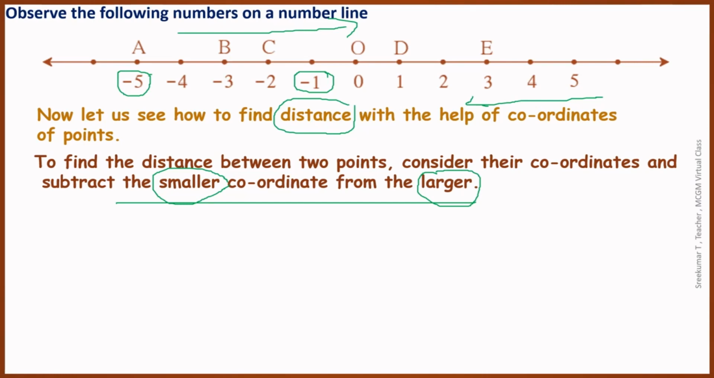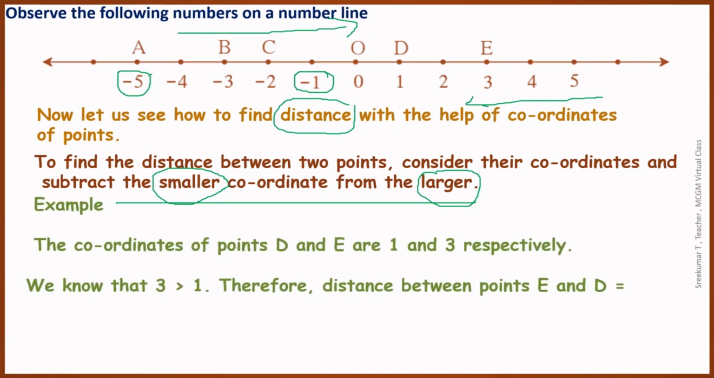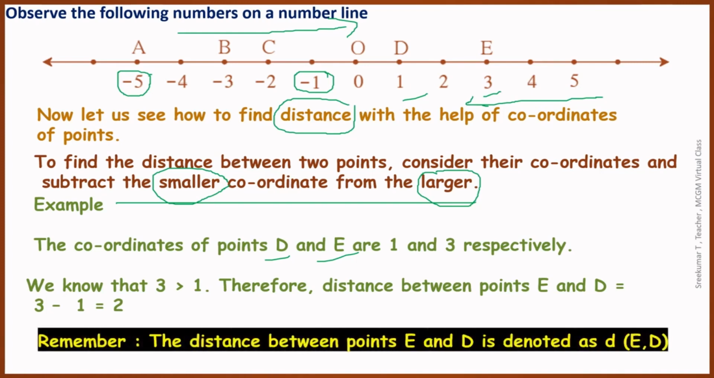Okay, so these points, like what I said, the concept of distance, concept of coordinate of points help us to understand the distance between, and thereafter the betweenness of two points. Let us have a clear example. The coordinates of point D and E are 1 and 3 respectively, and 3 is greater than 1. Naturally, we will subtract the smaller one from the larger, and the distance 3 minus 1 is equal to 2. So we call the distance between point E and D is equal to 3 minus 1, which is equal to 2. This is something fundamental to make you understand that coordinates of points can be used to find out distance.